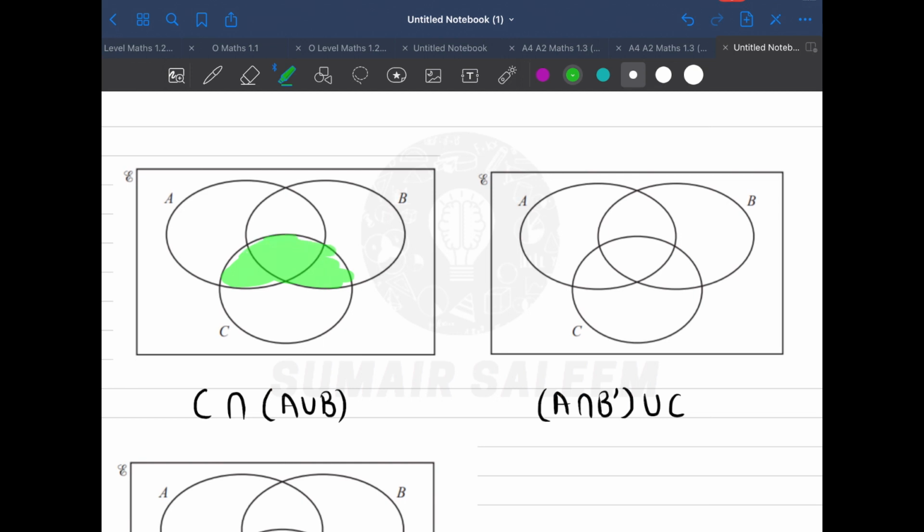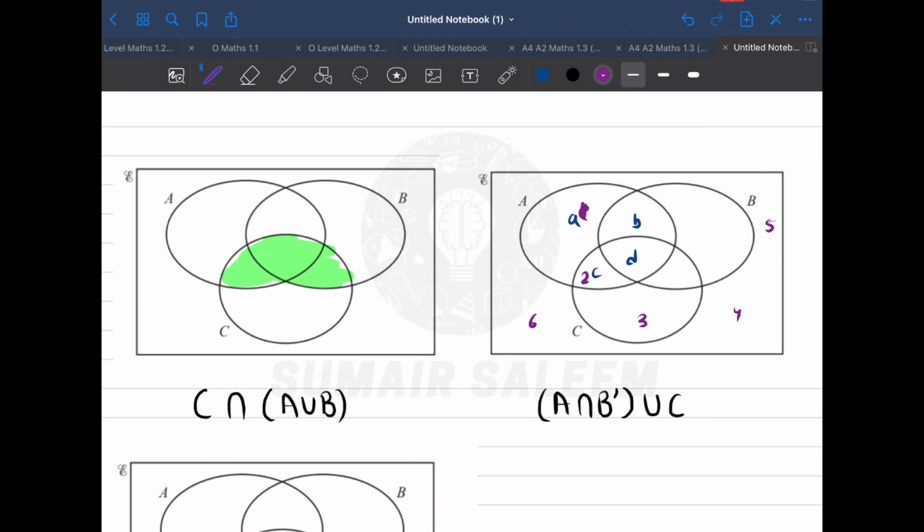Now let's proceed to the next one. It says A intersection B complement. Okay, what area will it be? A means this one. A, B, C, D. B complement means everything other than B. So let me write down numbers. 1, 2, 3, 4, 5, 6.